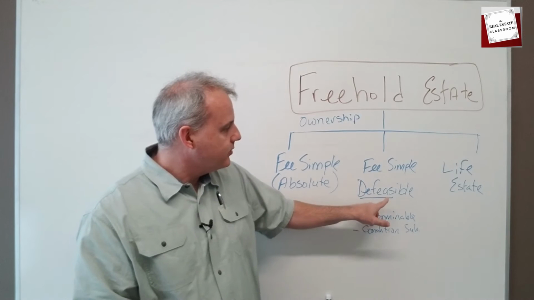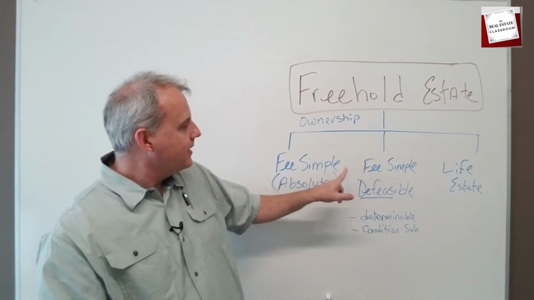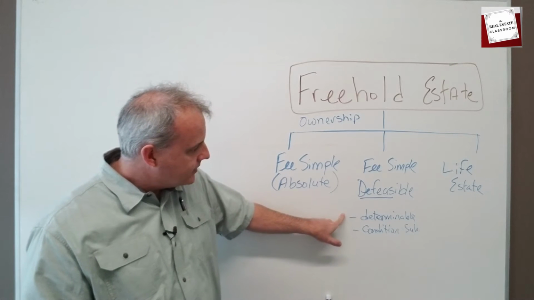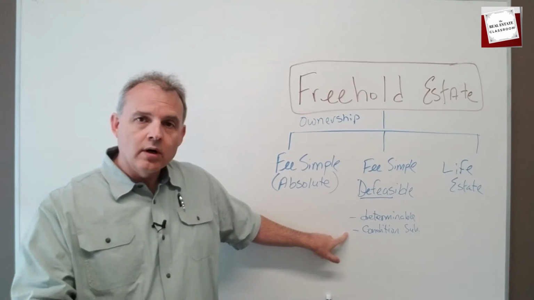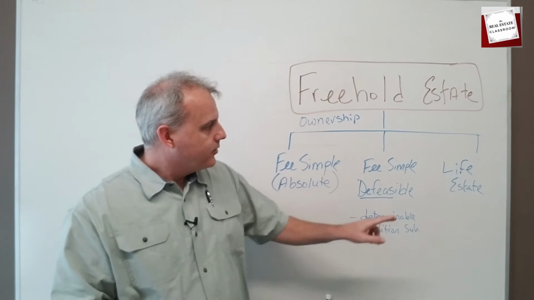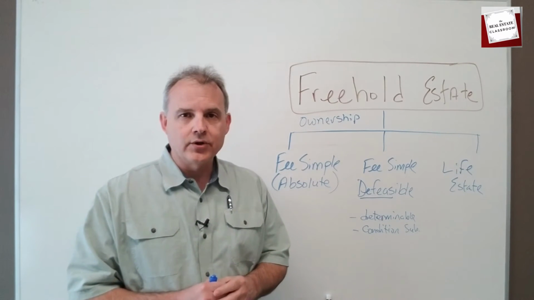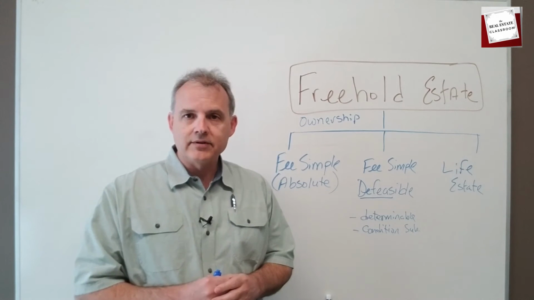So remember, fee simple defeasible means something is defeating absolute ownership, and then we categorize fee simple defeasible by determinable or conditions subsequent. The third part is a life estate, and we're going to spend a little bit of time on this because life estates are cool. So let's take a look at the life estate part of this.